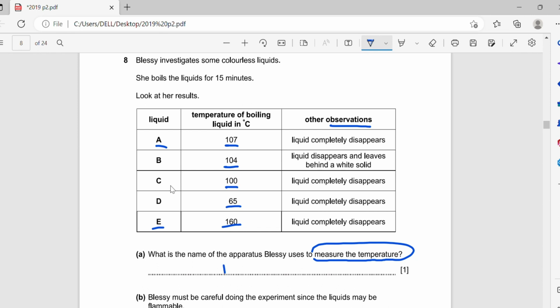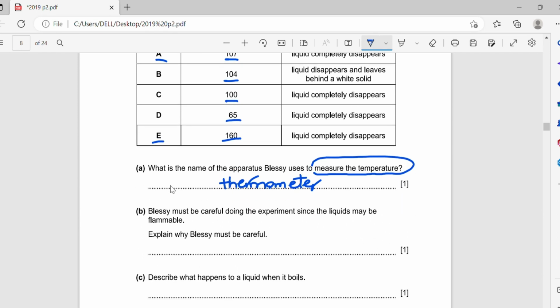إيه هو apparatus to measure the temperature? Great, thermometer. B. Blessy must be careful doing the experiment since the liquids may be flammable. Why Blessy must be careful? احنا قلنا هنا in liquids may be flammable. So why should Blessy be careful? Because she might catch fire or the liquid can burn her. She might get burnt.